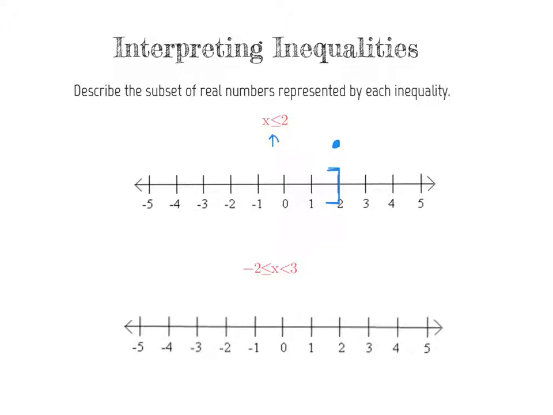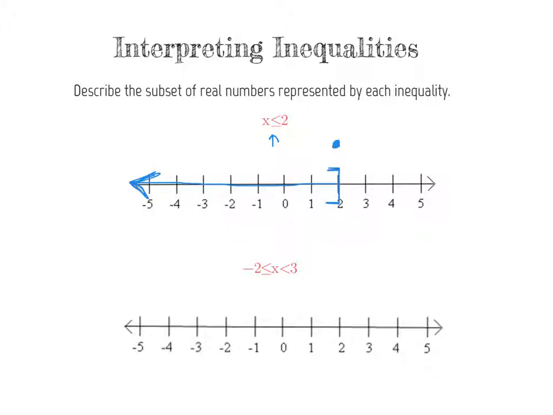Here we're concerned with all of the values that are less than that, so we are going to follow this to the left. So this is how we describe that subset of real numbers represented by this inequality. X is less than or equal to 2.